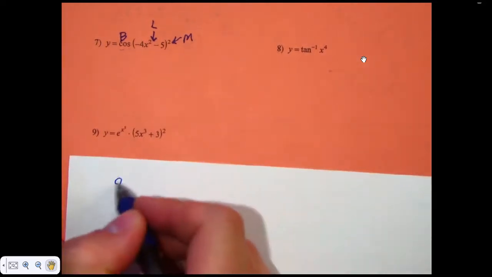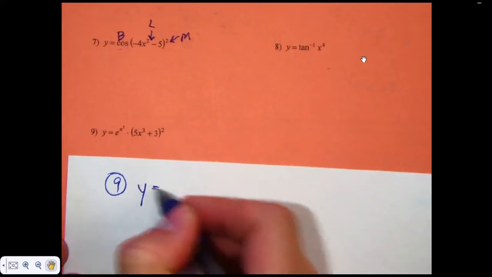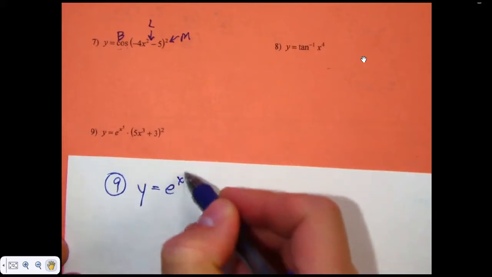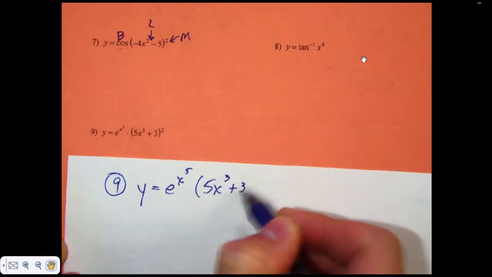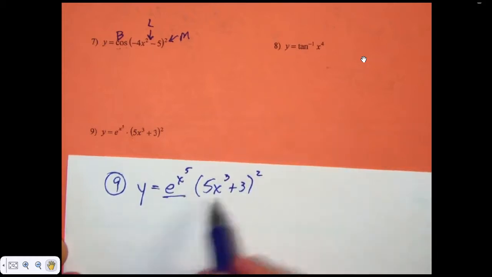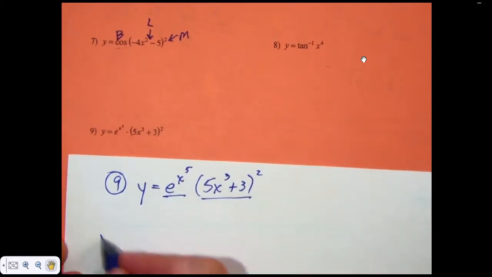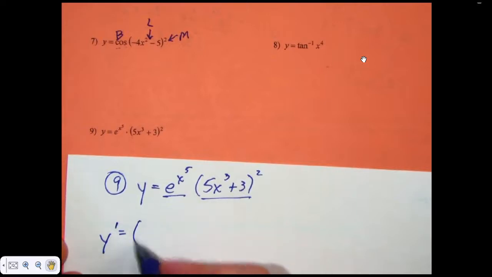Number 9, so what people missed here, the most common mistake, was not realizing that this was product rule. So this is a function of x times a function of x. So we need to be doing product rule. So the second thing times the derivative of the first thing.